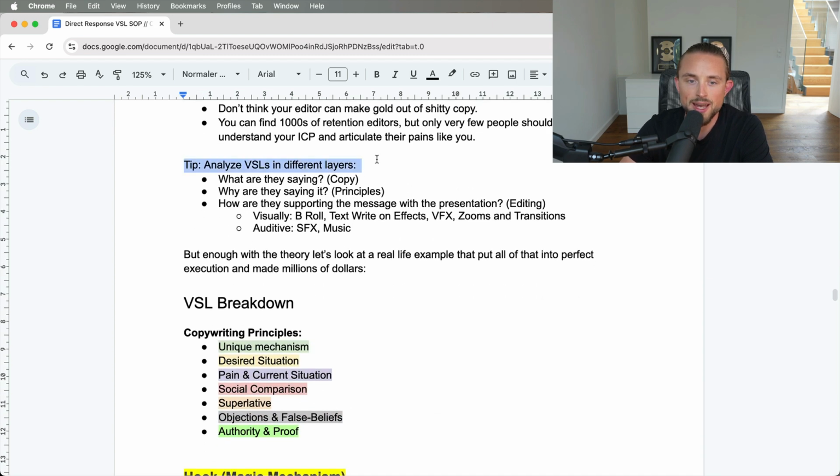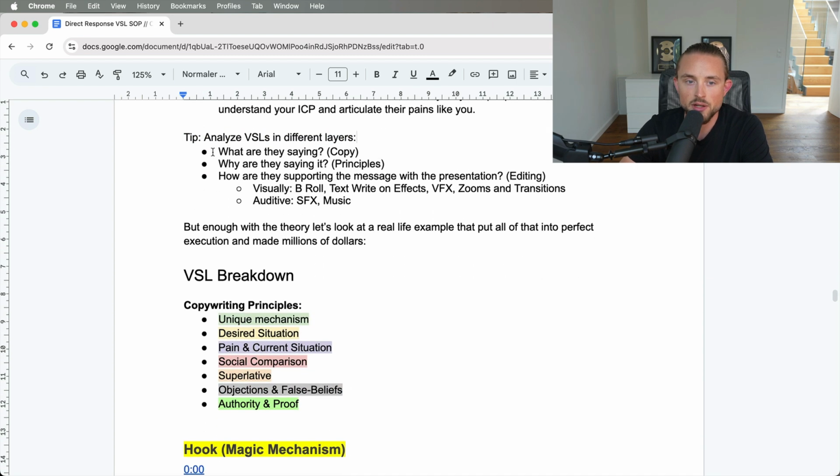Now, you want to analyze the VSLs in different layers, right? What are they saying? Why are they saying it? And how are they supporting the message with the presentation? And I would exactly analyze a couple of VSLs from different competitors that you can find online, just to get a good understanding and educate yourself more around usage of VSLs.